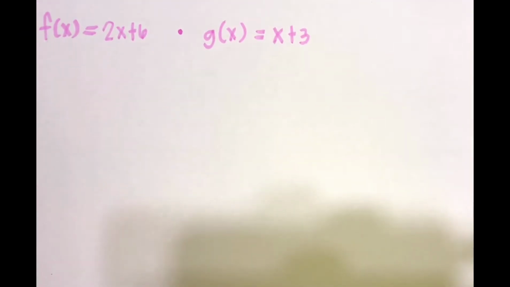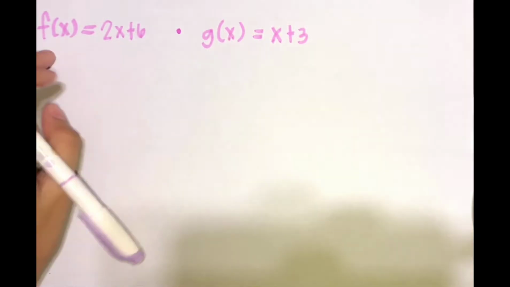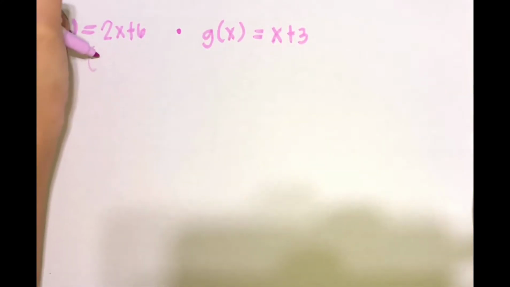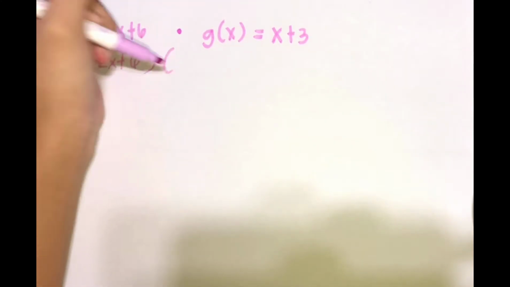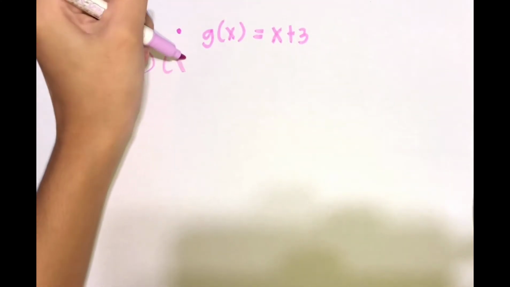For our letter C, our next operation is multiplication. Let's find letter C, quantity of f times g of x. Again, let us substitute it first. We have here f of x that is equals to 2x plus 6 multiplied to g of x that is equals to x plus 3.